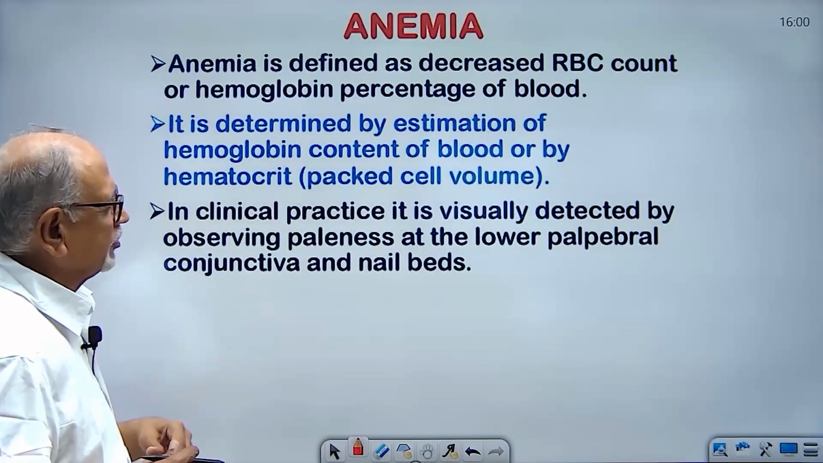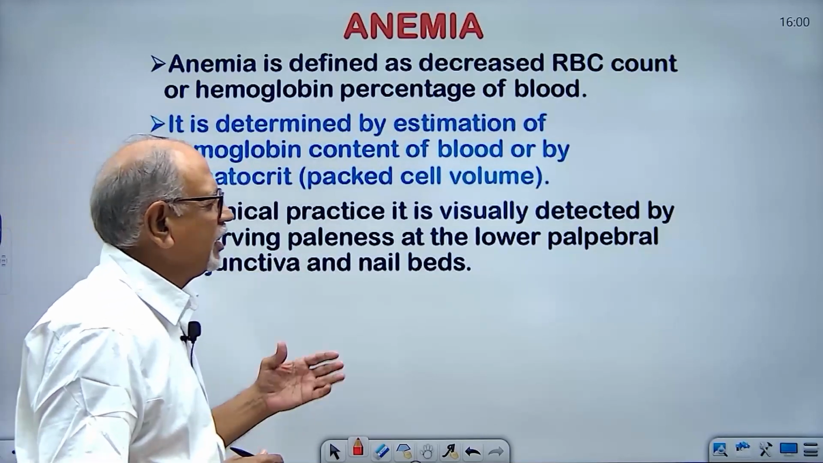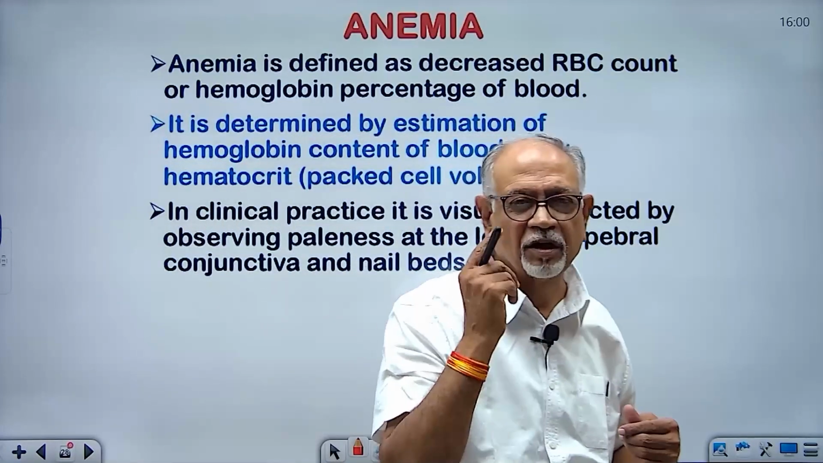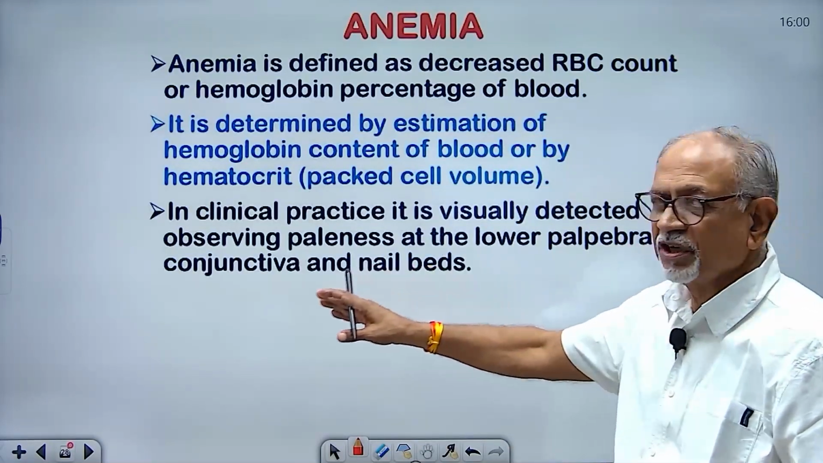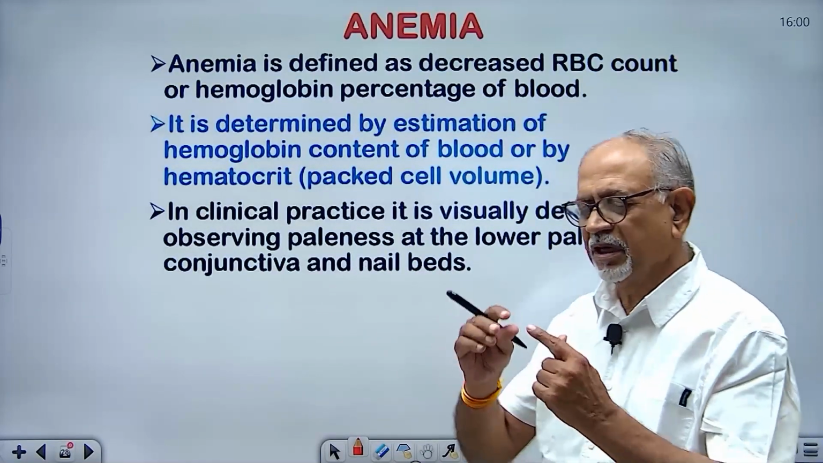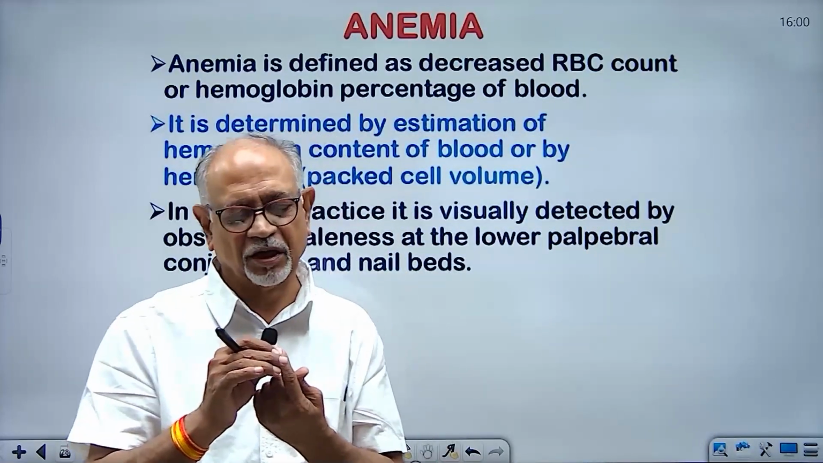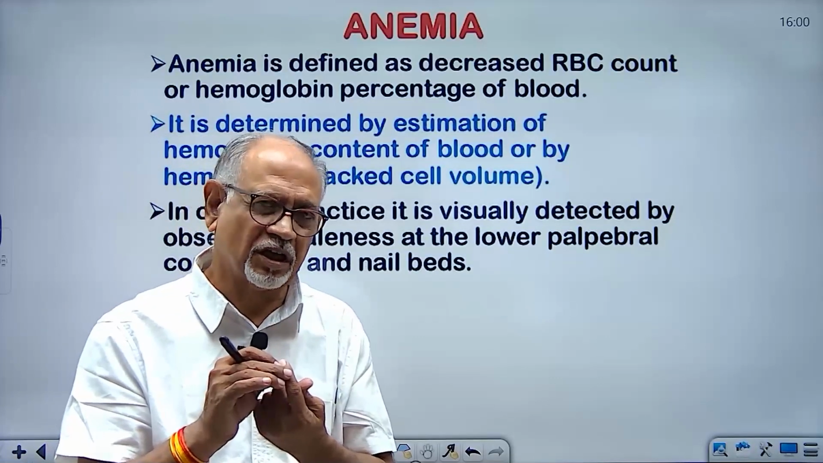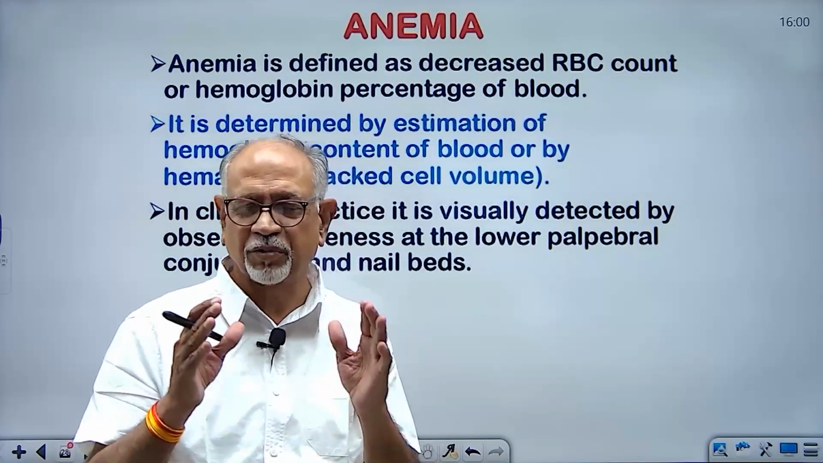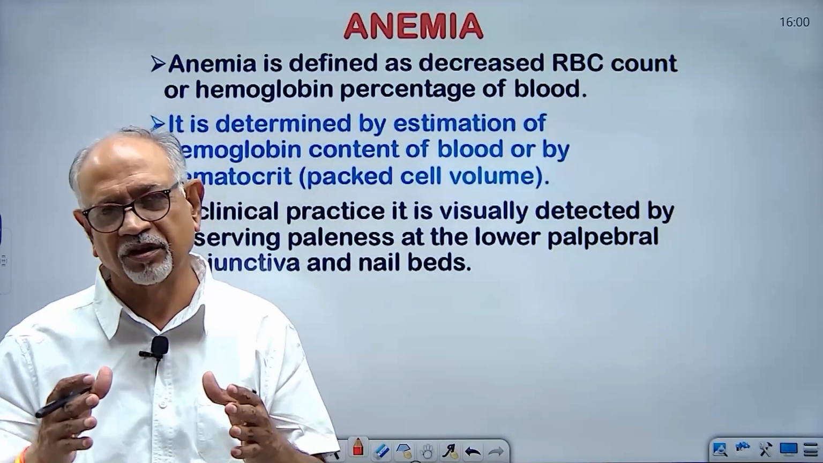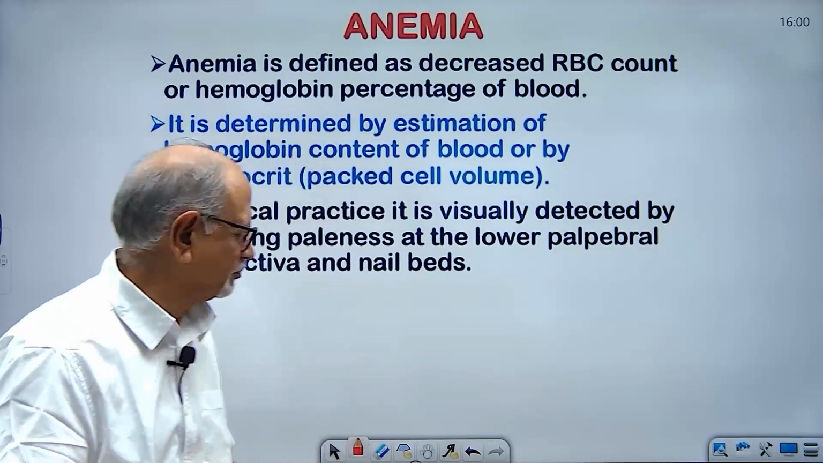In clinical practice, it is usually detected by observing paleness in the lower palpebral conjunctiva and at the nail beds. So, if these are whitish or pale in color, that means there is a deficiency, anemia. That is the primary observation a doctor makes before going for blood investigation.